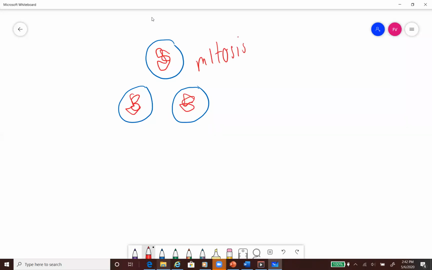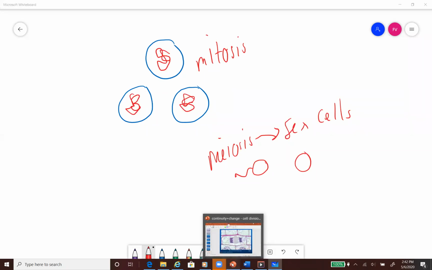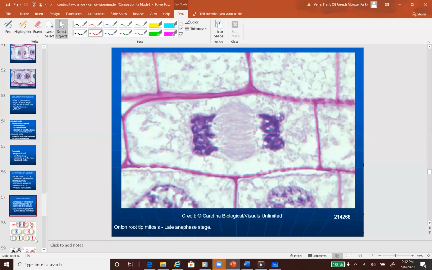Now, meiosis is a little bit different because you're not actually trying to make an exact copy. What you're trying to do is make sex cells. In other words, you're trying to make a sperm cell and an egg cell. So it's going to be a little bit different. There's a lot of similarity, but I want to just focus on some of the differences.